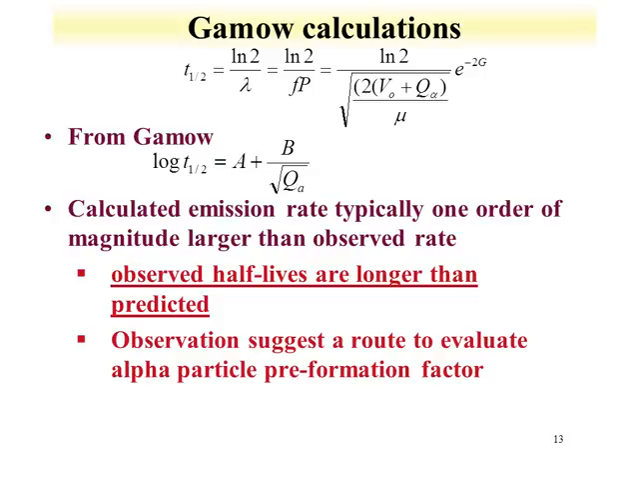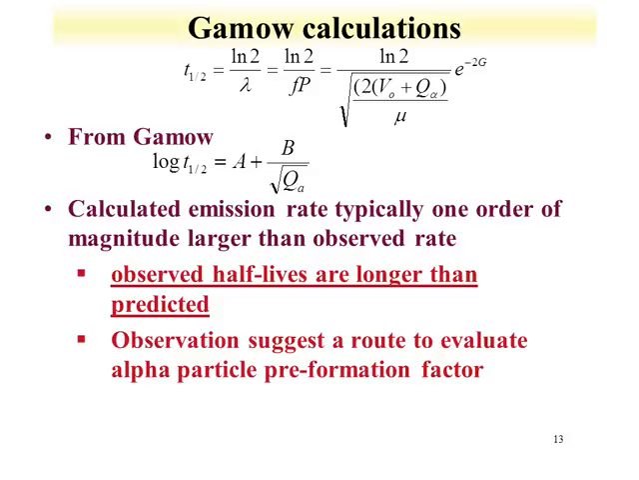Now, one thing about these equations is that the calculated emission rates are typically larger than the observed rates, and what this means is that the observed half-lives are longer than predicted. Now, this difference can be used to evaluate a preformation factor.